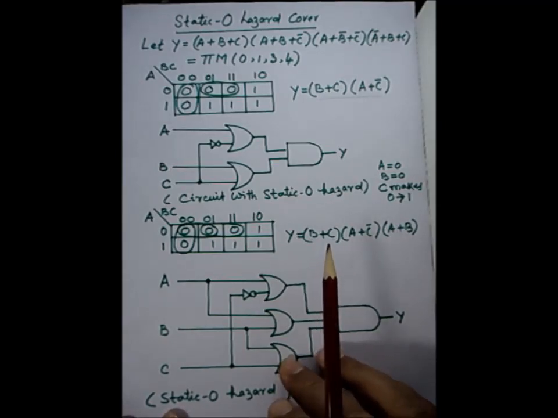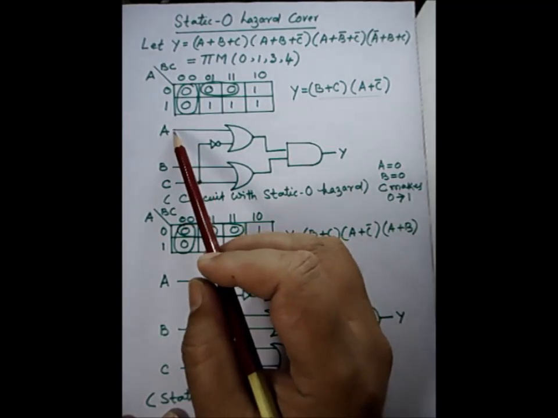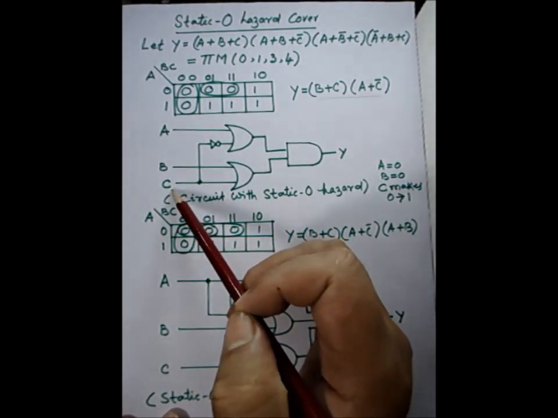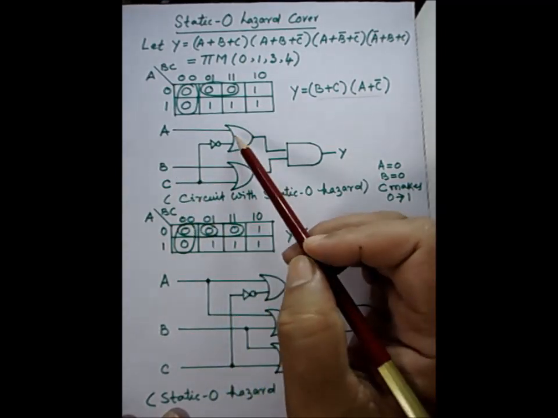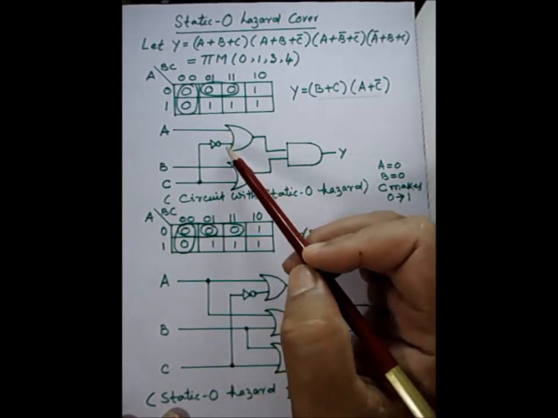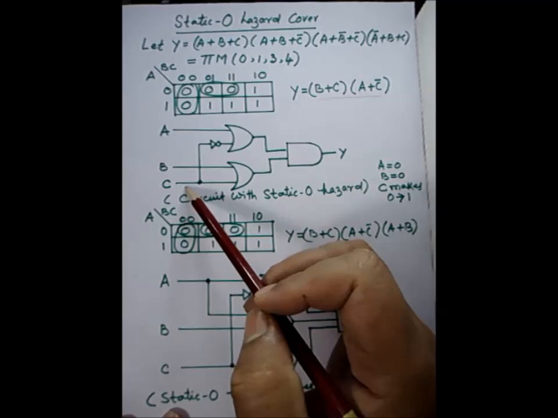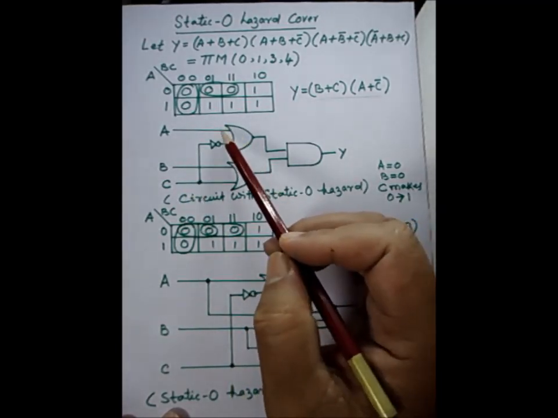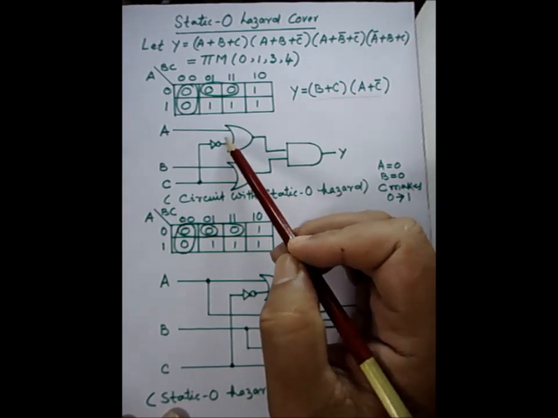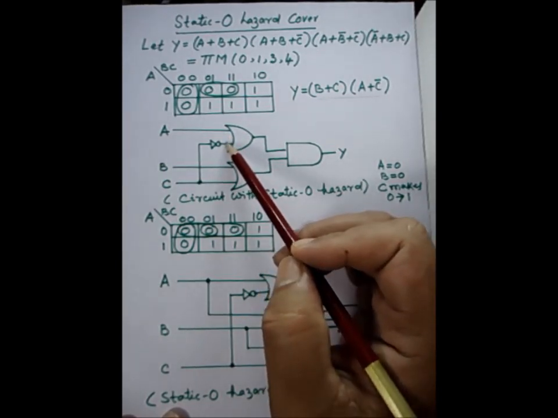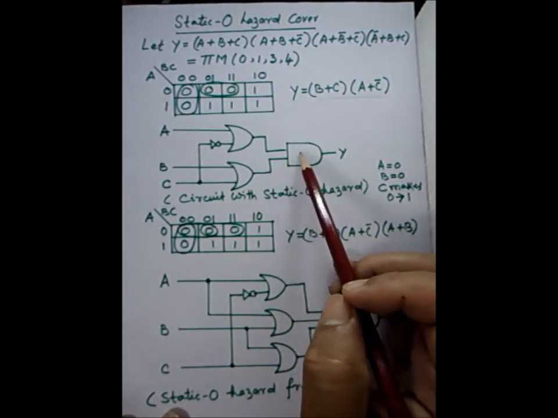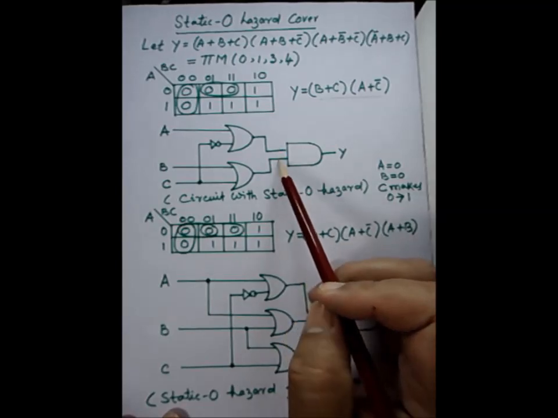To understand that, let us take a particular scenario when A equals 0, B equals 0, and C is also equal to 0. In that case, you can see that B equals 0 and C equals 0, therefore that output is 0. But in the upper OR gate, A equals 0 and the complement of C is 1, and therefore its output is 1. Due to the AND gate, ultimately one input is 1 and the other is 0, therefore the output is equal to 0.